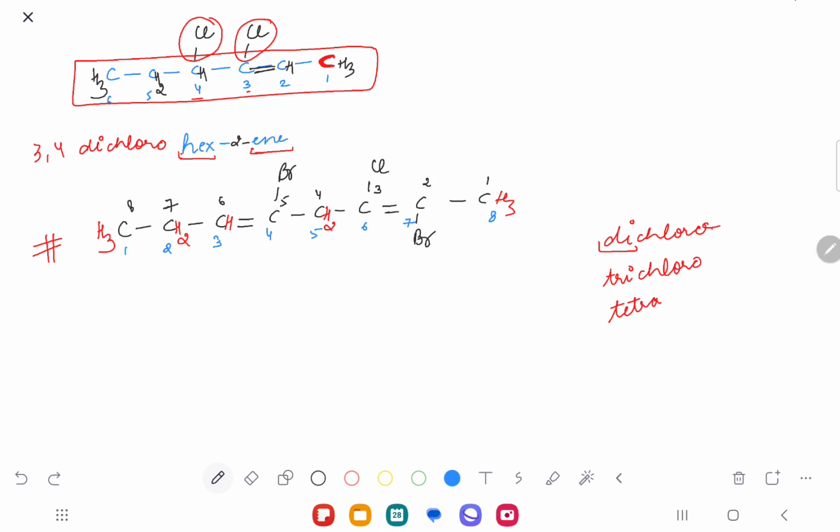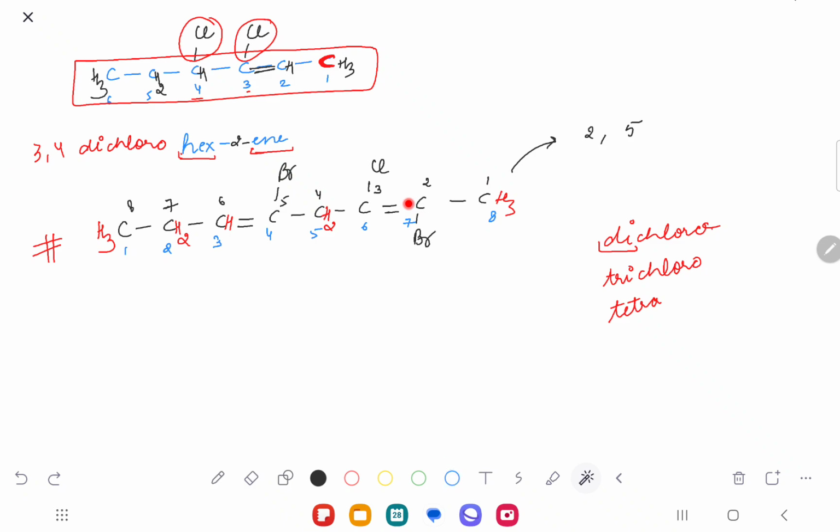But the numbering has to be in such a way that it gives the least number to my side chains, and also the enes. In this example, there are 2 double bonds. If I see the black numbering, the double bond starts at 2 and ends at 3, and this double bond starts at 5 and ends at 6. So according to the black numbering, the numbers of the double bonds shall be 2 and 5, because the starting numbers I always assign to the double bonds.